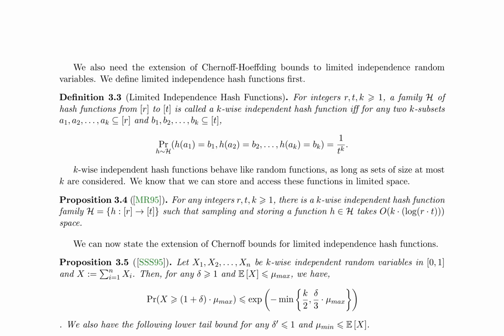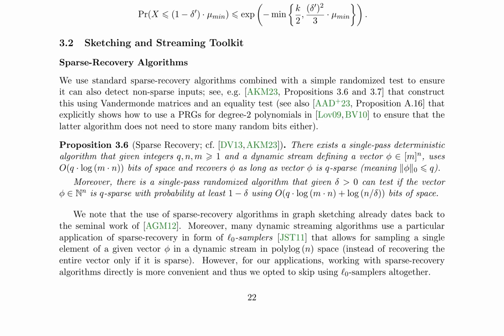The authors also note that the use of sparse recovery algorithms in graph sketching dates back to the seminal work of AGM12, and that many dynamic streaming algorithms use a particular application of sparse recovery in the form of L0 samplers. Finally, the authors discuss the implications of these results for graph sketching and provide a comprehensive toolkit for practitioners working in this field. This includes a detailed description of the algorithms, their space complexity, and the probability of success, as well as a discussion on how these algorithms can be applied in real-world scenarios.